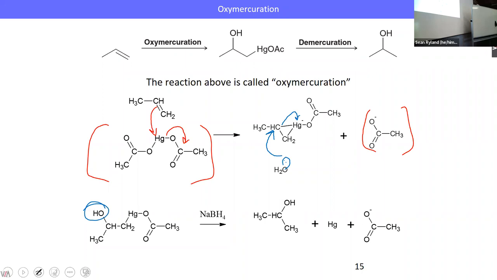And then this last step, the demercuration step, we're not going to show the mechanism for right now. But basically, you just wind up completely reducing the mercury and replacing it with a hydrogen.